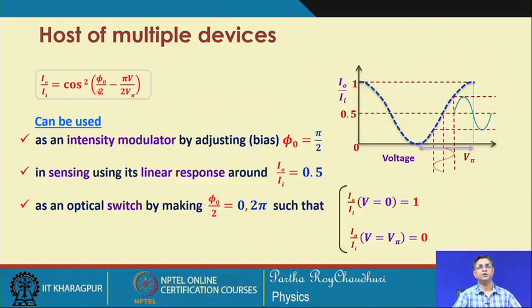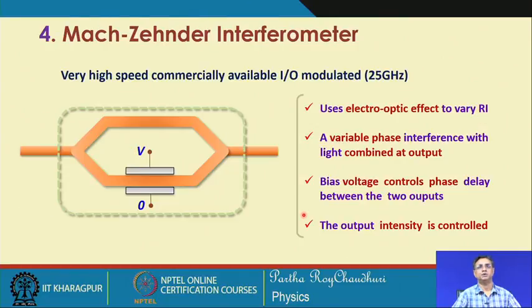So, if it is 0, then cosine square of this will be just, you can look at this, V equal to 0, I 0 by I 0, this is already 0. So, cosine 0 will give you 1, and V equal to V pi will give you 0. So, you can switch the light in any of the output ports just by controlling the voltage. When there is no applied voltage, the state is 1, when the applied voltage is V pi, the state is 0, and the reverse will happen in the other port, that is the complementary port. You have two exit ports. So, it can be used as a switch, which is very powerful and very useful.